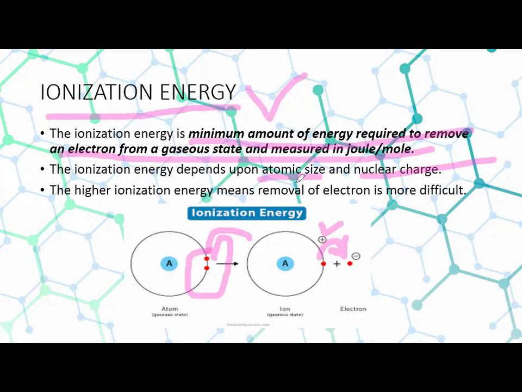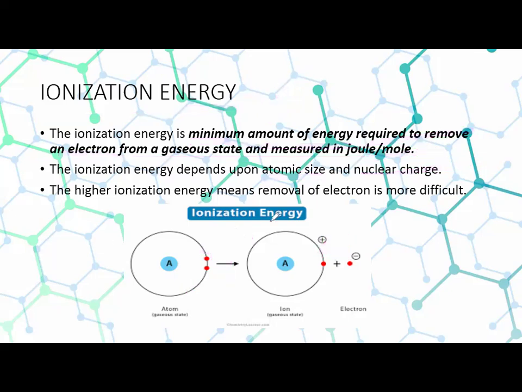The other thing is that higher ionization energy means removal of the electron is more difficult. Yes, because that electron is much nearer to the nucleus and has a greater electrostatic force. So there is a need for higher ionization energy to remove an electron. It is not an easy task for an atom to lose electrons when the nuclear charge is high.